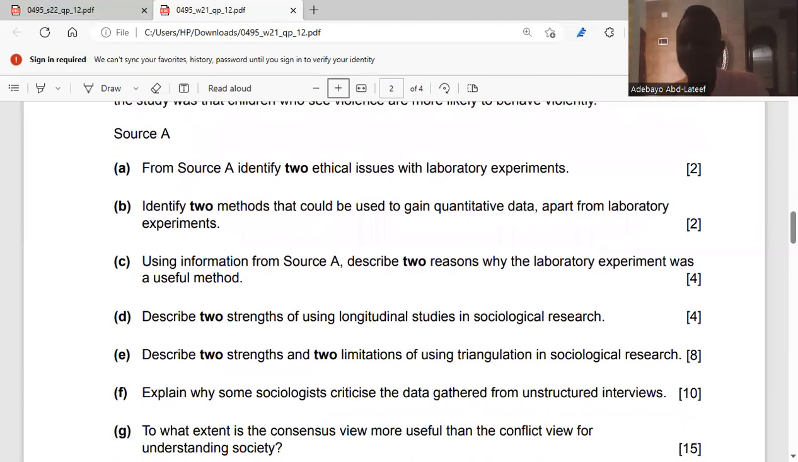Identify two methods that could be used to gain qualitative data apart from laboratory experiments. We could use questionnaire and survey.